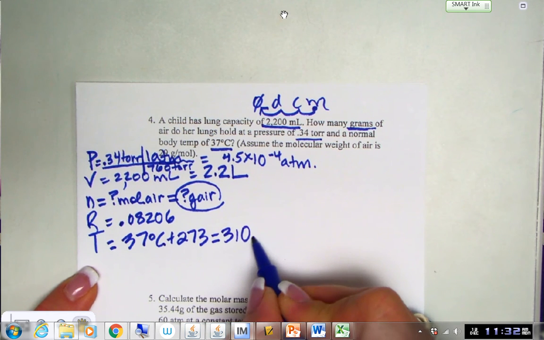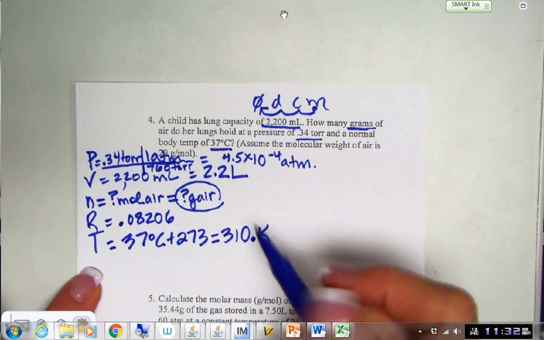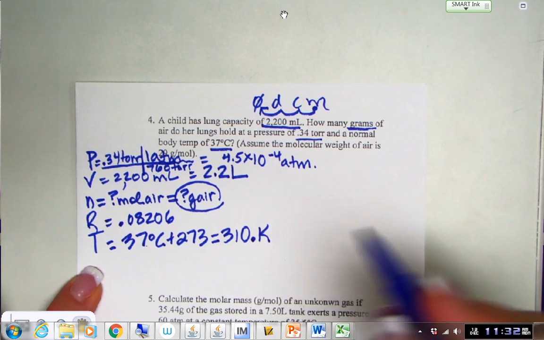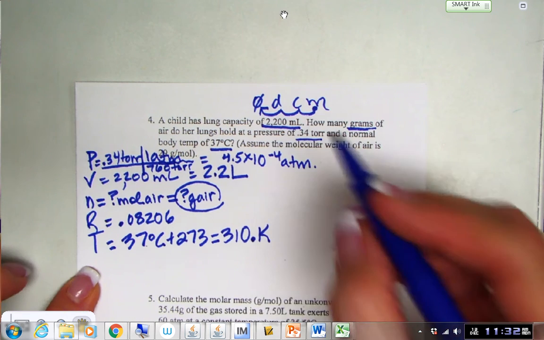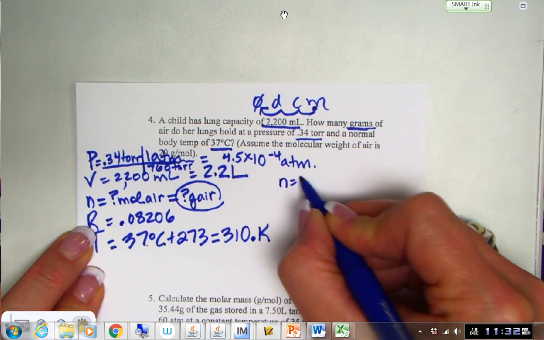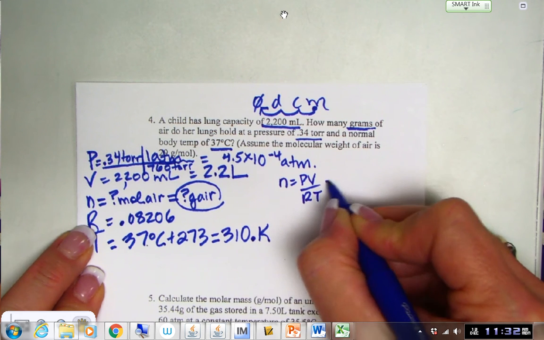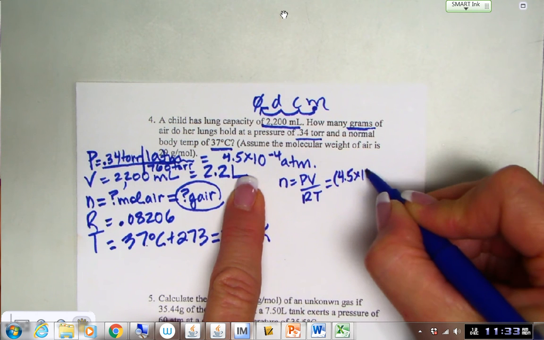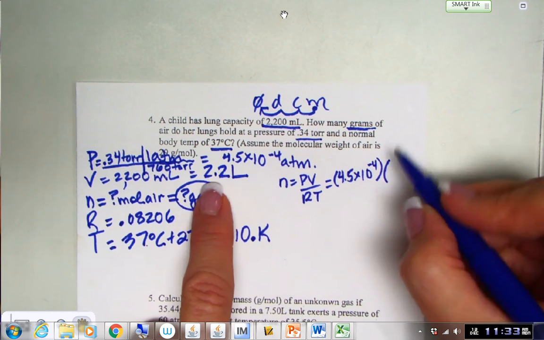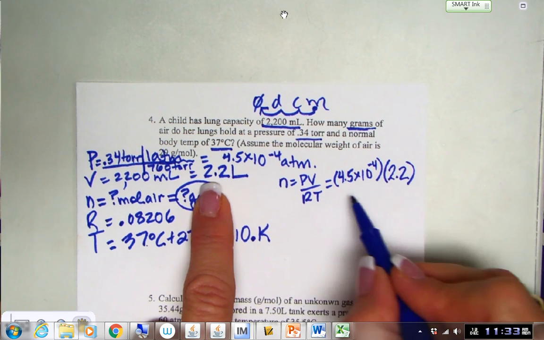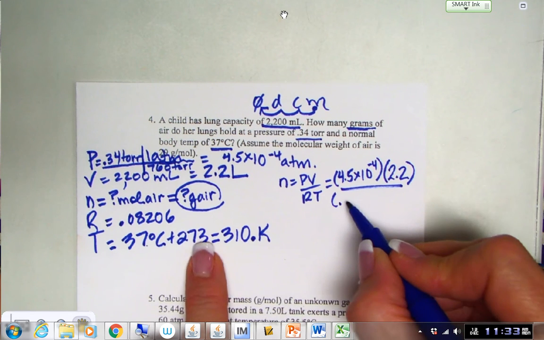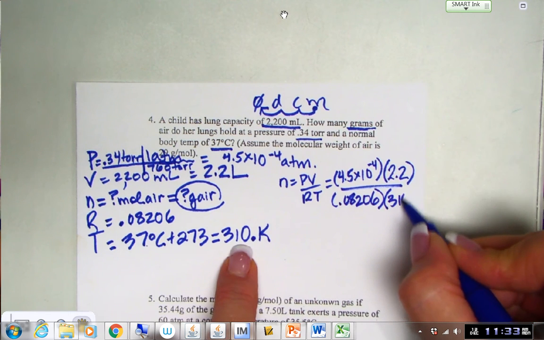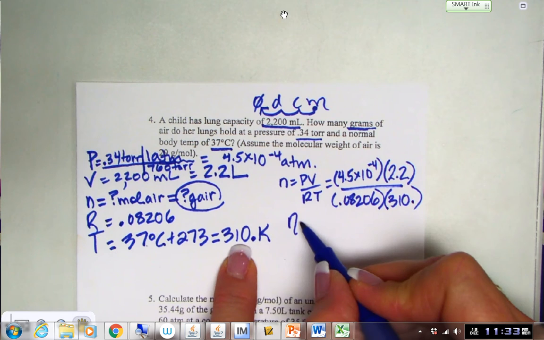We need to keep a decimal there because we go by least decimal places when you add, so this has no decimal places, so this has to go to the whole number. All right, so now we're going to solve for N. So N is equal to PV divided by RT. So we're going to plug in our pressure, 4.5 times 10 to the negative 4, our volume, 2.2 liters, R, 0.08206, and the temperature, 310. And that's going to give us our moles.